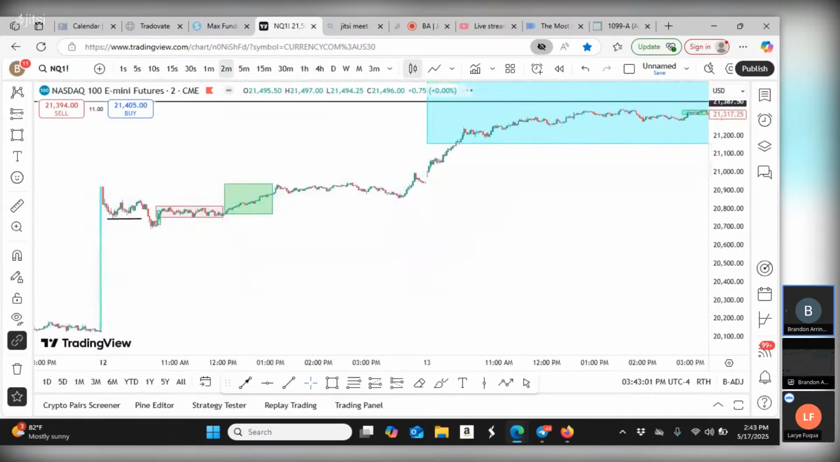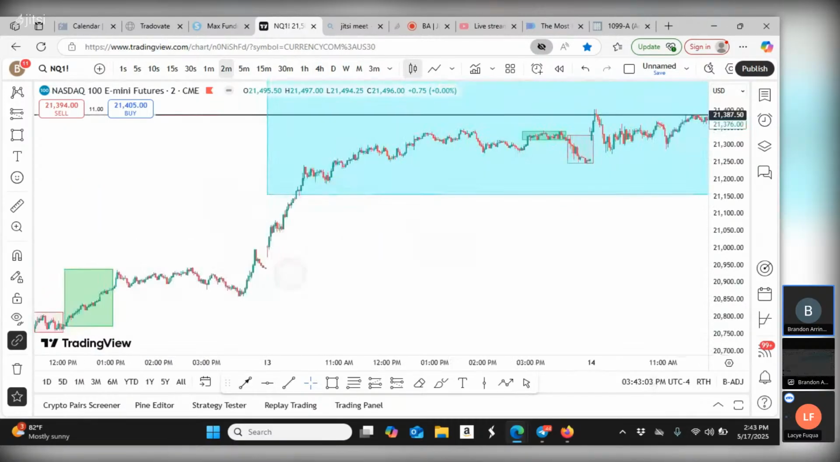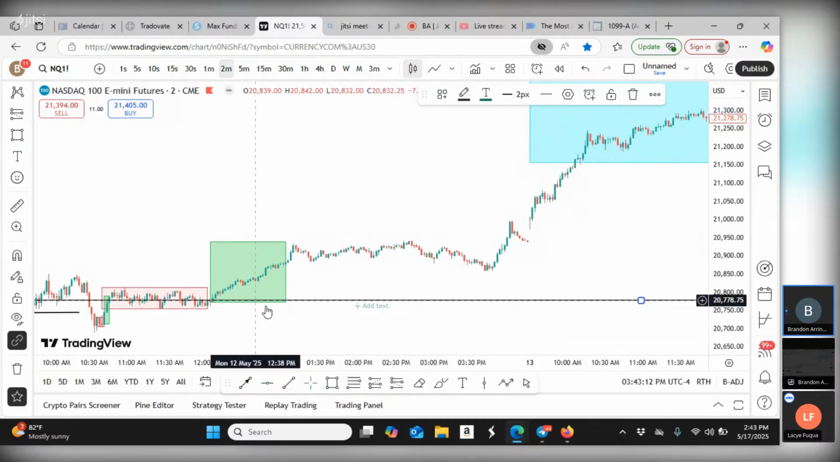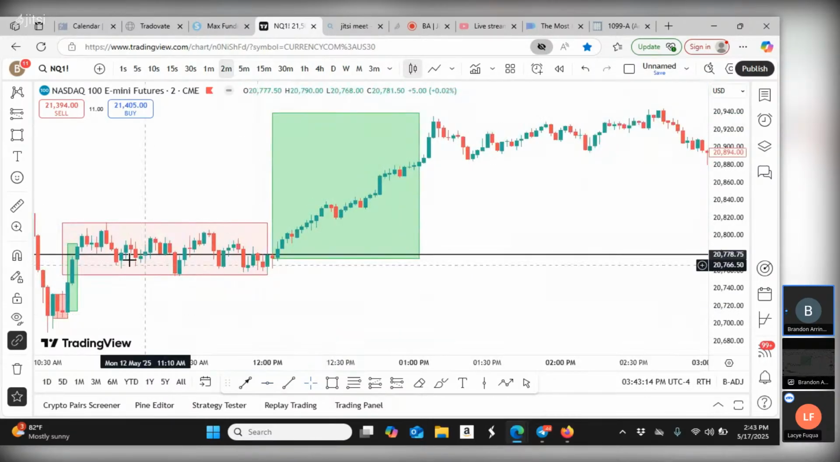Yeah, it was an explosive move up. And I trailed it, like this trade right here. I trailed it all the way. Let me just show you. I bought right here. See that black line?